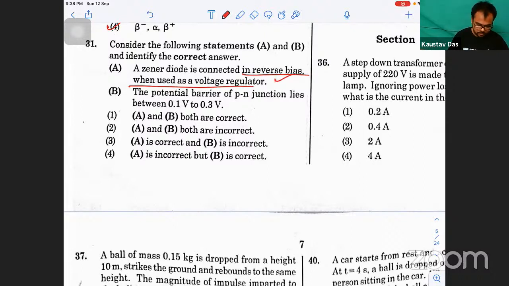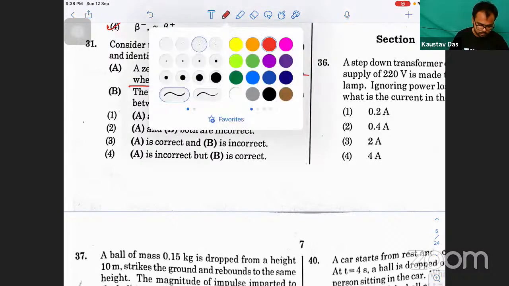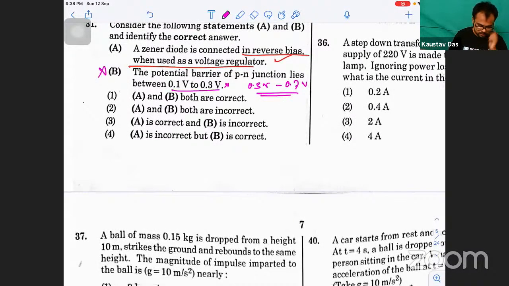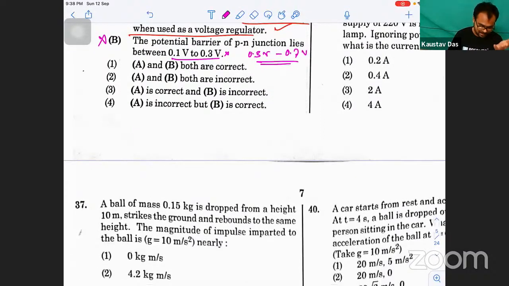The potential barrier of the PN junction lies between 0.1 to 0.3. It is wrong, not the correct statement, because for silicon it is 0.7 and for germanium it is going to be 0.3. So it is ranging from 0.3 volt to 0.7 volt. So statement B is incorrect. Here statement A is correct and statement B is incorrect, which comes as option number 3 as our correct answer as per our guess.